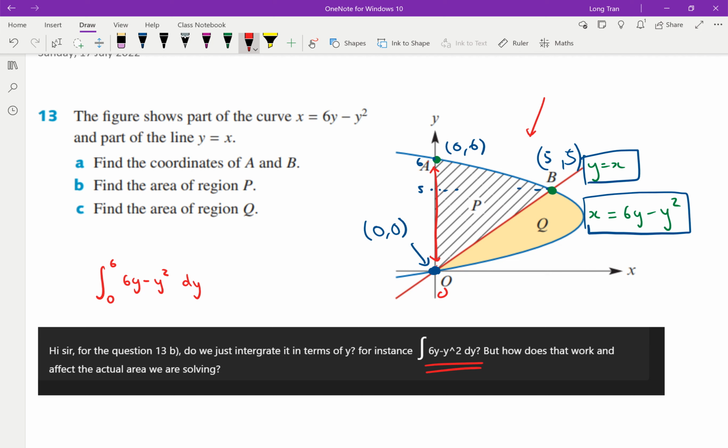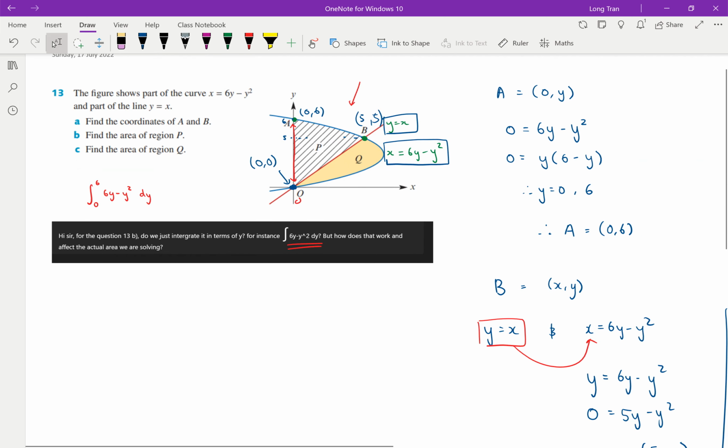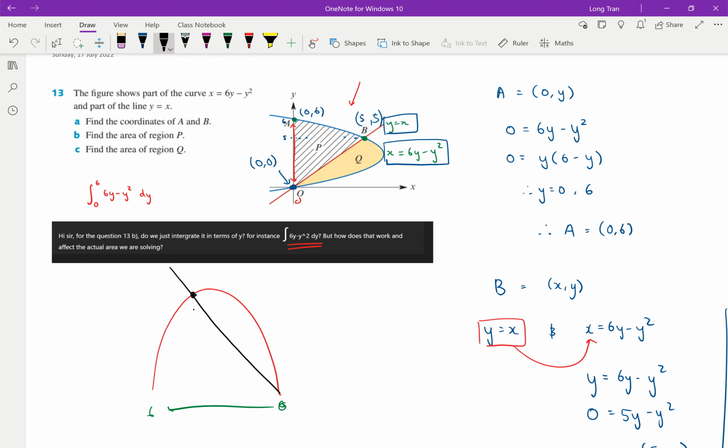Do we just integrate in terms of y? Yes, we do, but be mindful. If you turn your head around and look at it this way, 0 to 6 goes this way, but somewhere along the line, here, is where 5 is. If we integrate with respect to the y-axis, integrating just the function itself gives the area under this curve, from here to here. True, but because you want region P, I need the area under the line, which is from 0 to 5. So you actually have to split that interval into two sections.